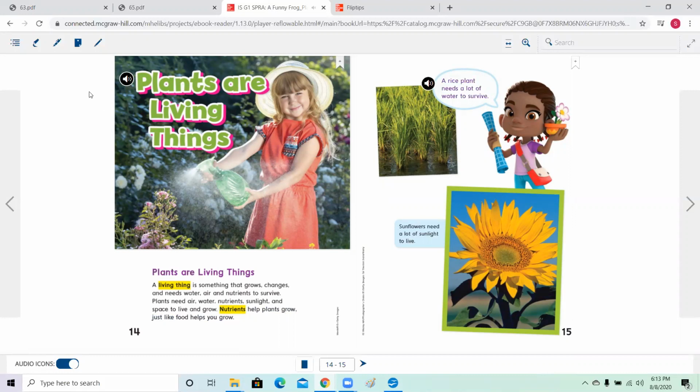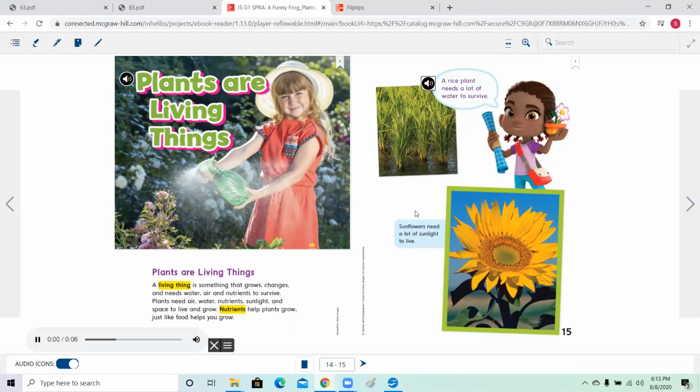So now we know that a living thing is something that grows, changes, and needs water, air, and nutrients to survive. Plants need air, water, nutrients, sunlight, and space to live and grow, which is soil. Nutrients help plants grow just like food helps you grow.